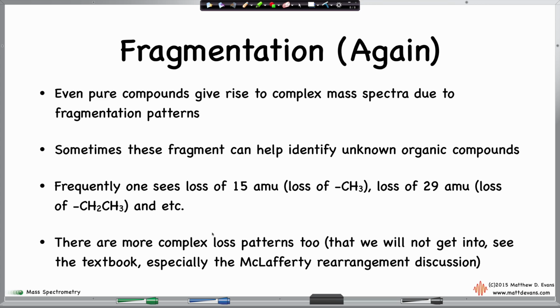Now, there are a lot of complex loss patterns in mass spectrometry. I just don't think it's worthwhile to learn all these things. Some of them even have names like the McLafferty rearrangement. If you're really interested in this, you can read about it in the textbook. I'm sure the lab textbook has a discussion of this as well. Pavia is really good about talking about mass spectrometry. I even have an advanced organic chemistry structural analysis textbook that you can look at that really talks about these complex loss patterns. But I don't think we're going to spend too much time other than mentioning just a few little details.